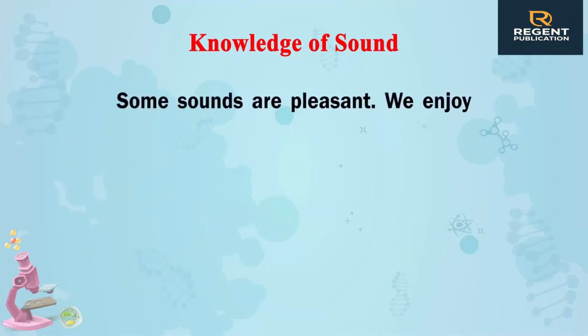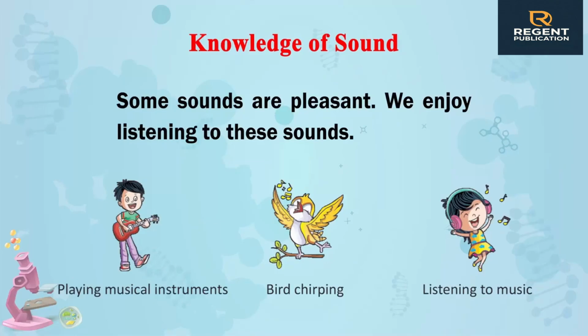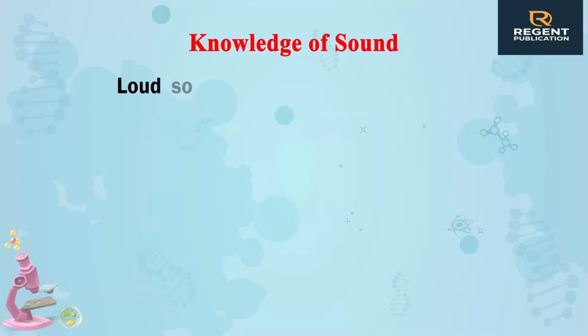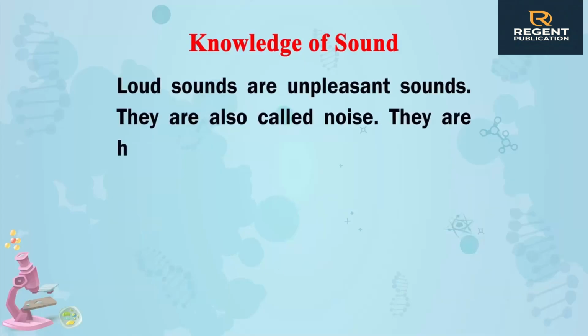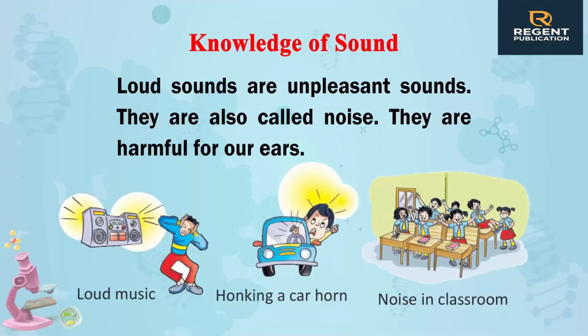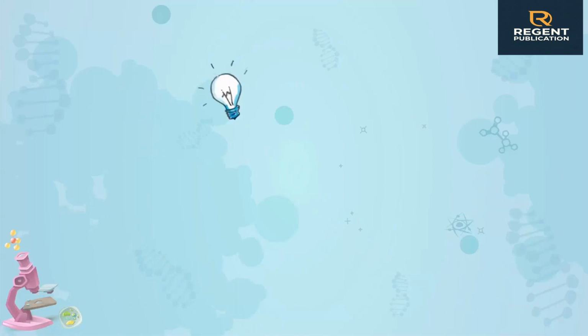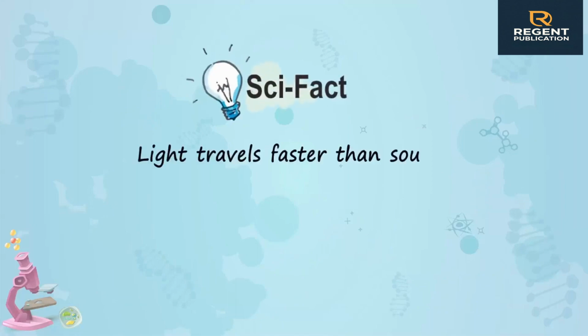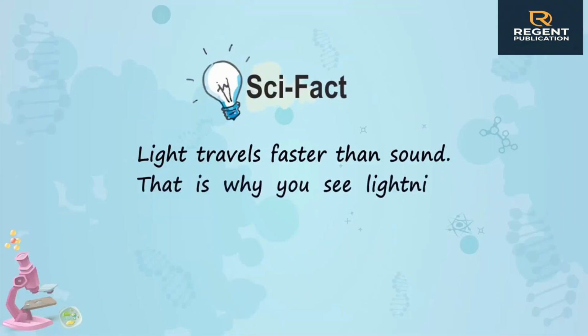Some sounds are pleasant. We enjoy listening to these sounds, like playing musical instruments, bird chirping, and listening to music. Loud sounds are unpleasant sounds. They are also called noise. They are harmful for our ears, like loud music, honking a car horn, and noise in the classroom. Scientific fact: light travels faster than sound. That is why you see lightning before you hear thunder.